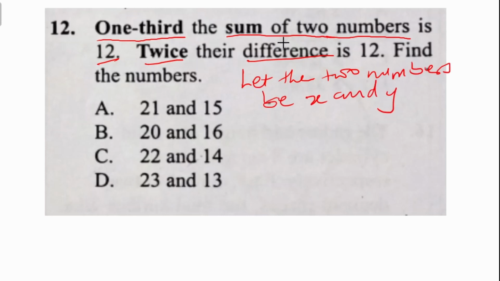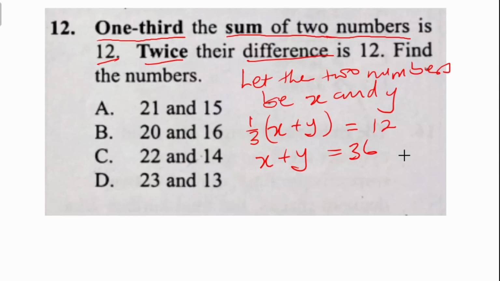I said 1/3 the sum of two numbers. The sum is addition, so x plus y first, and the question said 1/3 of this. 1/3 of, in mathematics, means multiplication, so 1/3 of the sum of the two numbers is 12. Let's work this before we move on to the second part. Multiplying both sides by 3, you're going to have x plus y equals 36. Remember, we multiply through by 3 just to get rid of the denominator 3. So let's call this equation 1.